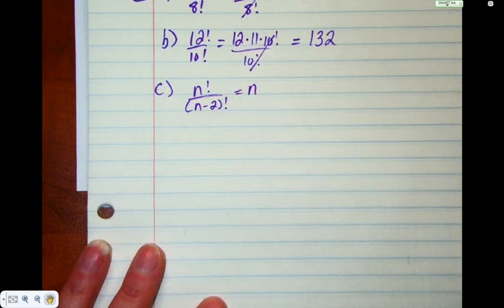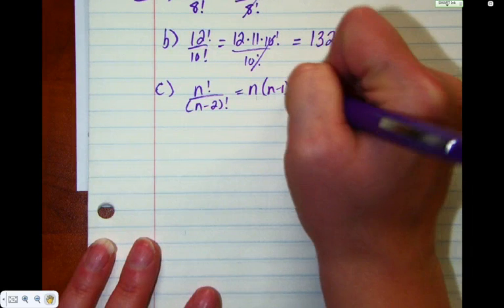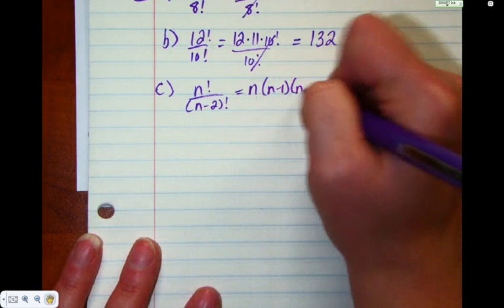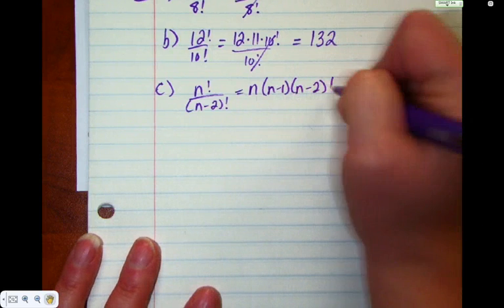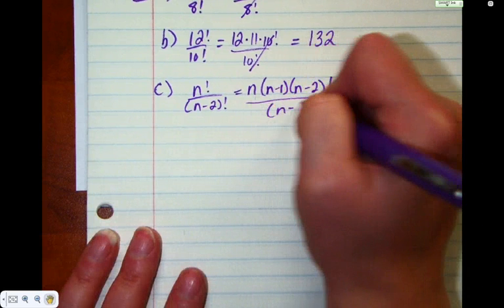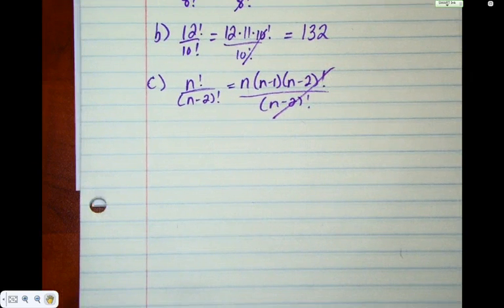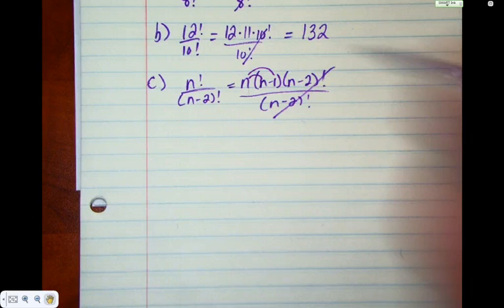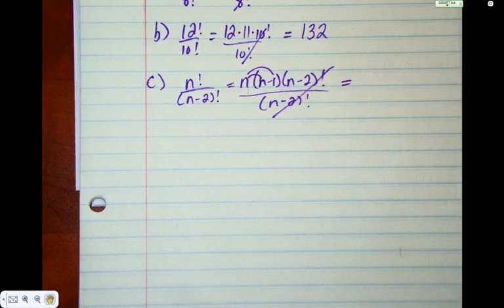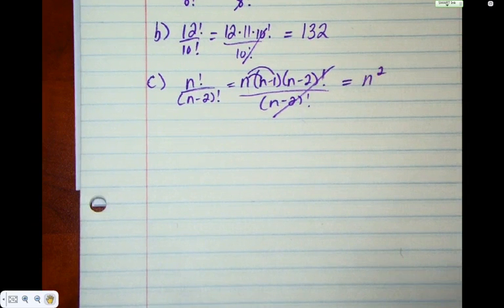N factorial is n times n minus 1 times n minus 2. Stop. Why do we want to stop there? And then we're going to multiply just like we would with any kind of question with n in it. So n times n. N times minus 1.